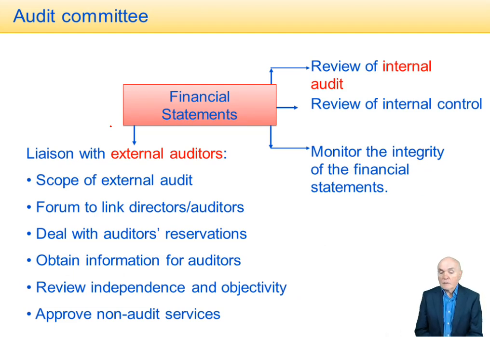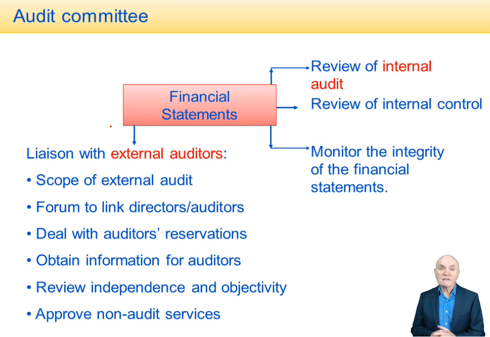Here we have what the audit committee does. We've mentioned the audit committee. First of all, it liaises with the external auditors. It will define the scope of the external audit. It acts as a forum, a link between the directors and the auditors. So if the auditors are perhaps worried about something or can't get some information, or maybe want to make some sort of a complaint to the directors, this will usually go first to the audit committee, who can then bring it up in the board meeting and try and get it resolved.